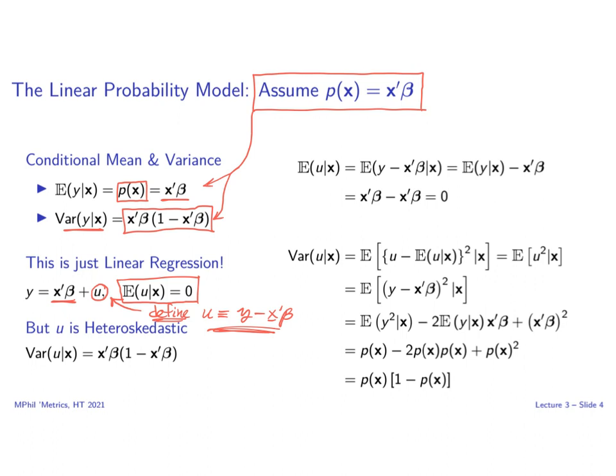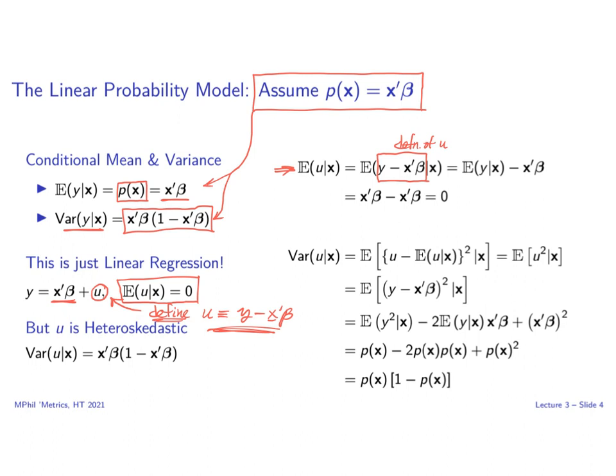Well, we'll use the assumption that p of x equals x prime beta, and let's define u to be the difference y minus x prime beta. What is the conditional mean of u given x? Well, substituting the definition of u, we see that the expected value of u given x is equal to the expected value of y given x minus x prime beta.